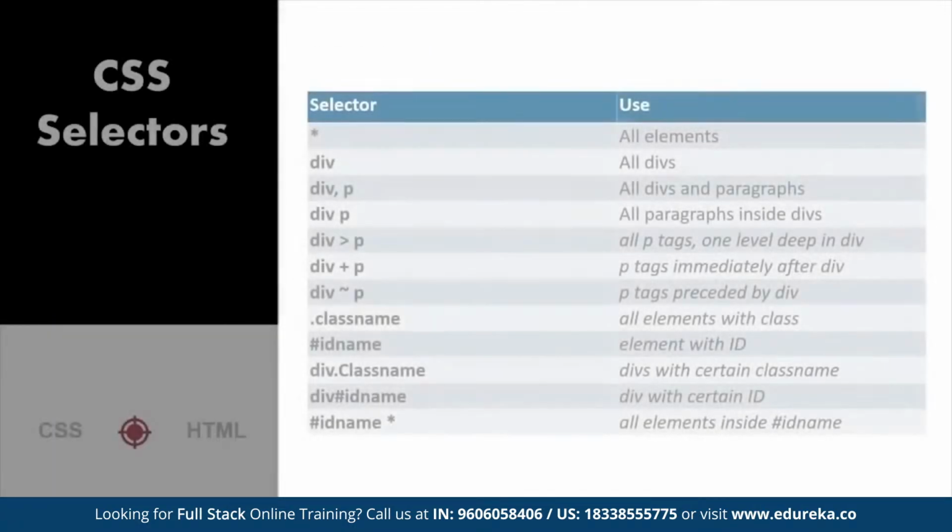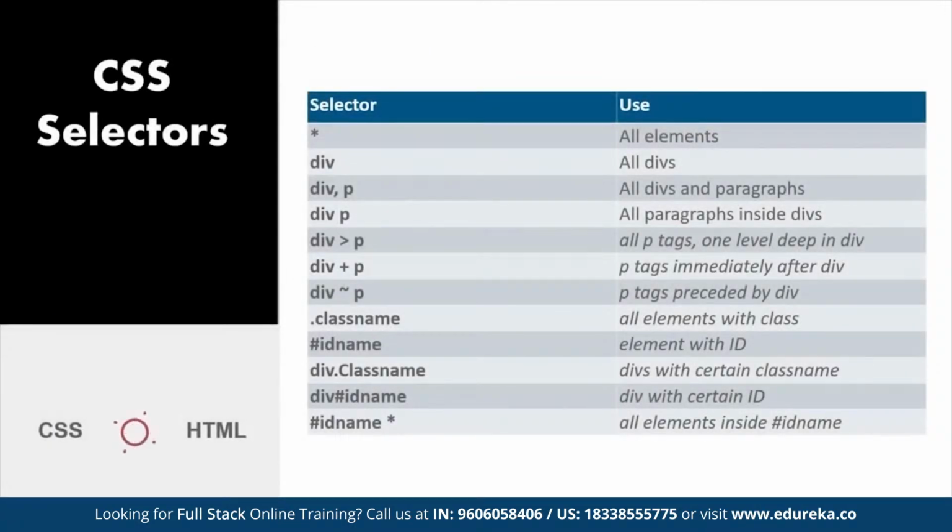Okay, so now let's see the different types of CSS selectors. So these are all the different types of CSS selectors, and basically a selector is a way of targeting an element on a web page. So the star selector selects all the elements and applies the CSS that you would apply to it. And then if you would say div, then it would apply your CSS to all the divs. Now div comma p will apply to all the divs and paragraphs. Div space p will apply your styling to all the paragraphs inside divs.